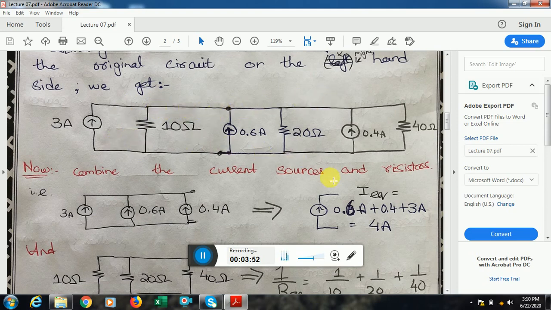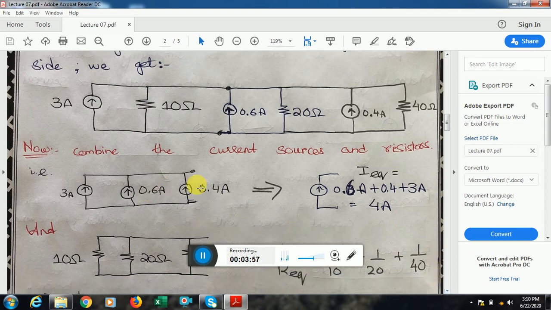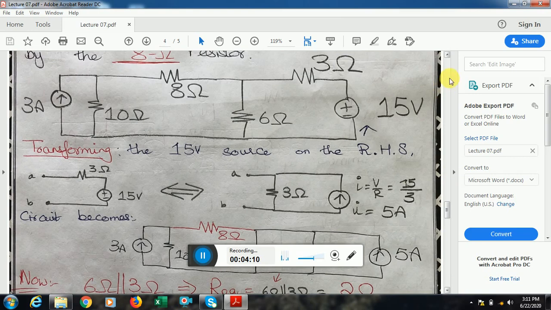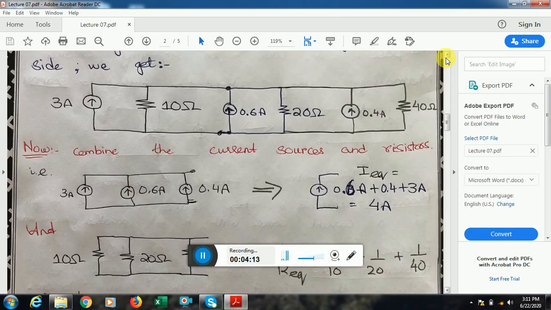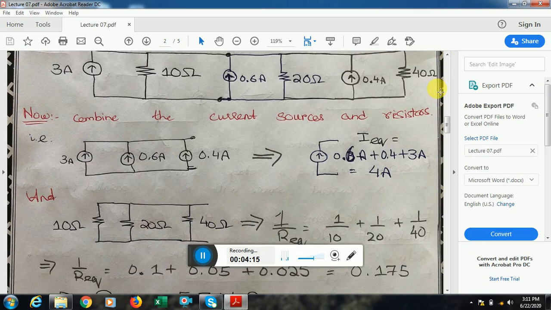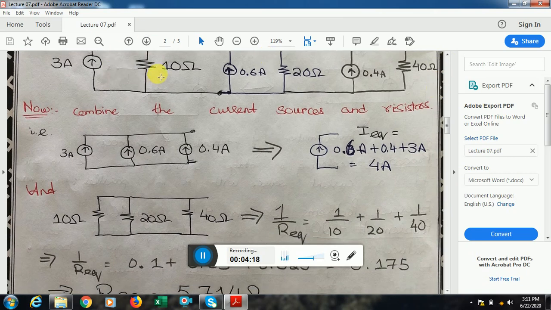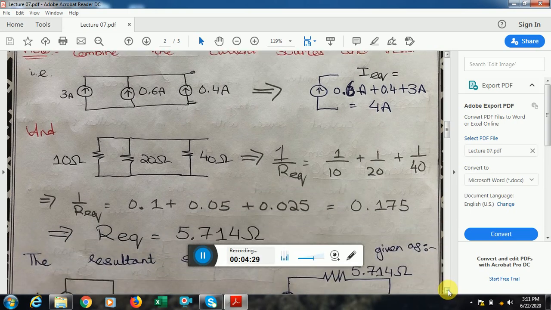So we can sum these up, and I did it stepwise. First of all, I summed these up and what I get is 0.4 plus 0.6 plus 3. So the equivalent current turns into 4 ampere, and you can see that all are pointing upward, so the final arrowhead will also point upward, and the resultant circuit will be a 4 ampere source. Now I see that I have a 10 ohm resistance, a 20 ohm resistance, and a 40 ohm resistance. These are all in parallel to each other. So we'll find the equivalent resistance of these three resistors.